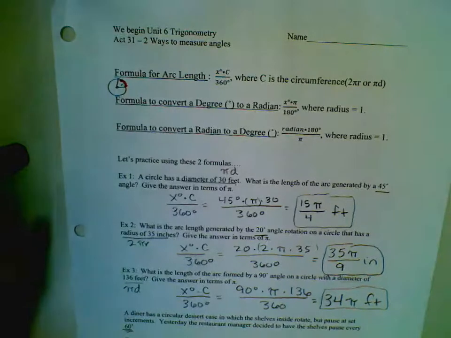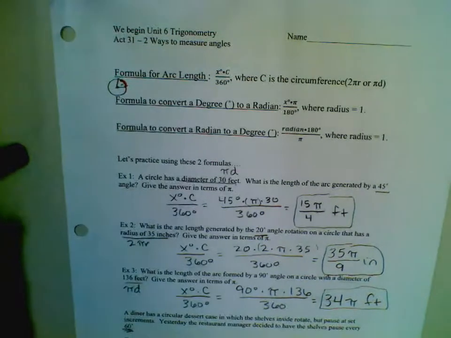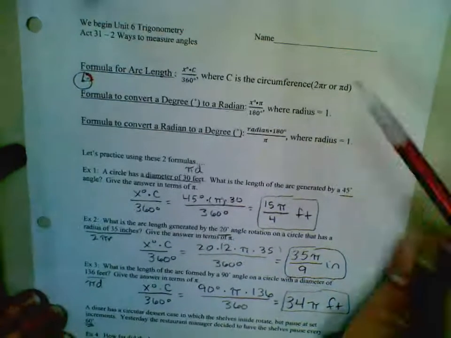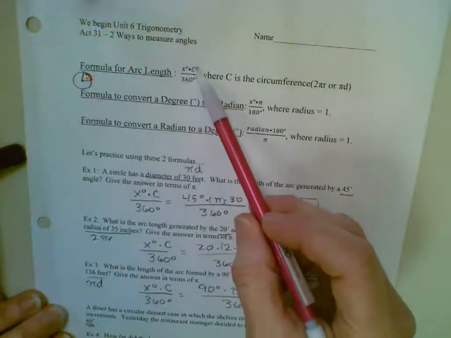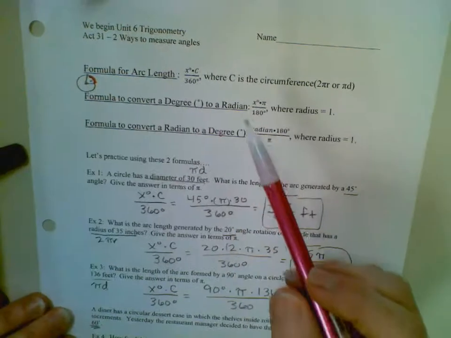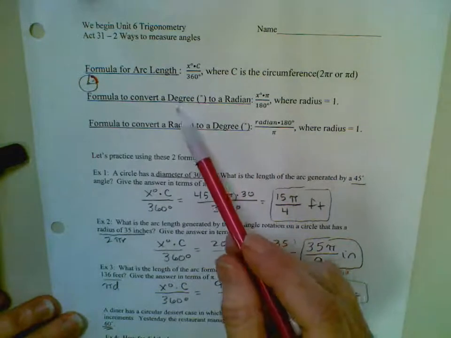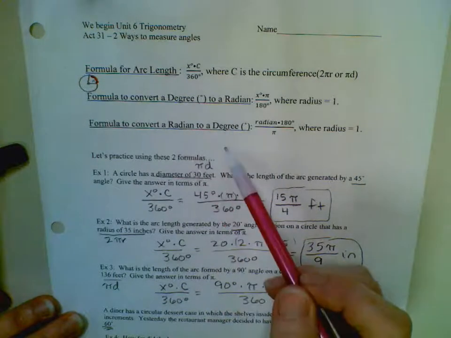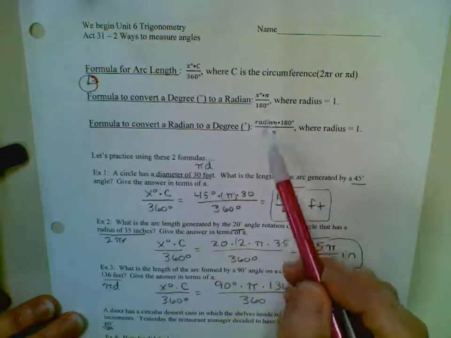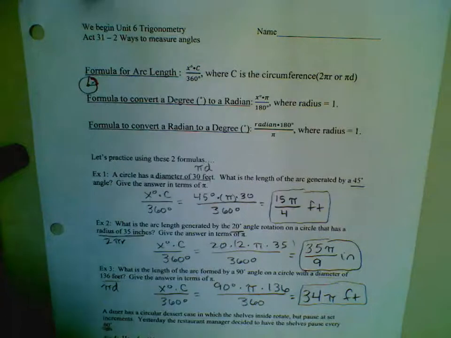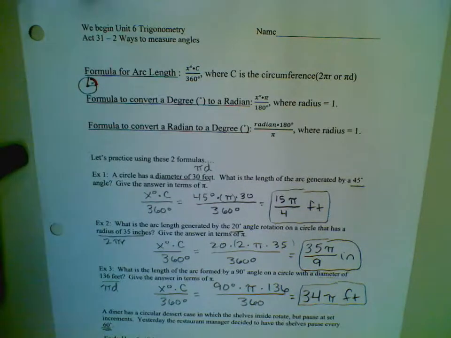Okay, glad you guys are back, and we're going to do the second part of this lesson that I did yesterday. Yesterday I focused on this first formula to find the arc length, but today we're going to go over converting degree to radian and radian to degree. So I'm going to take these two formulas and put them on the other side so you guys can see them as we're working the problems out. Okay, so I'm going to flip.